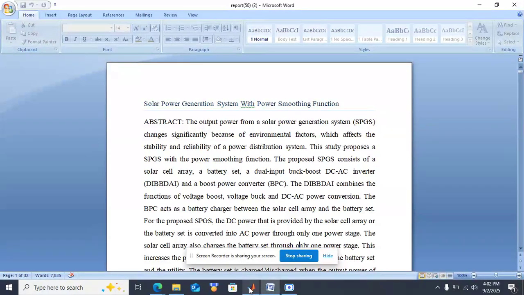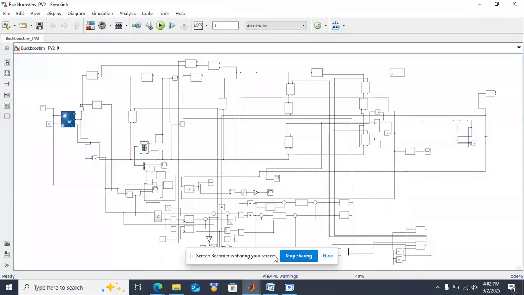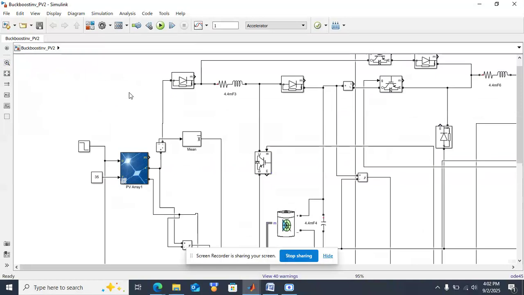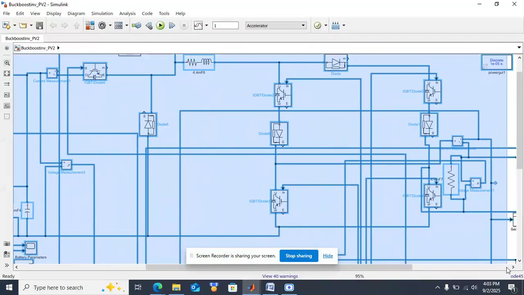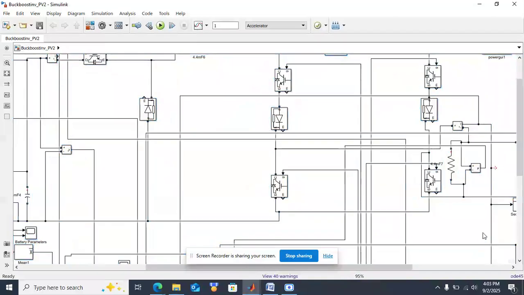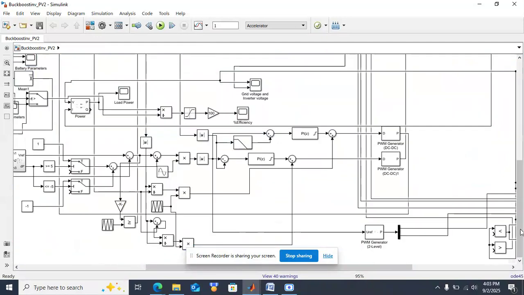The simulation circuit can be seen here. In this, if you see, this is the PV plus boost converter, and the output of the boost converter will be combined with the battery and the inverter part, that is the buck boost inverter part. These are the control loops.